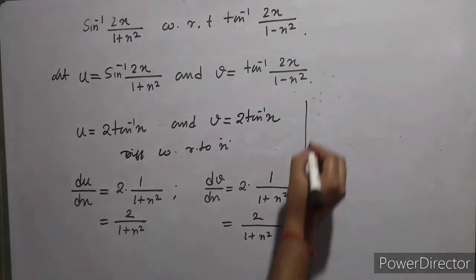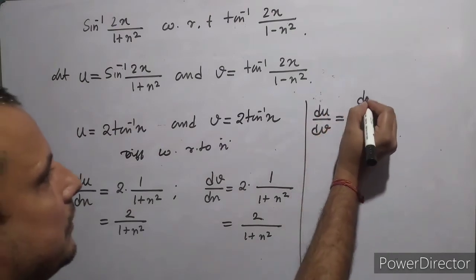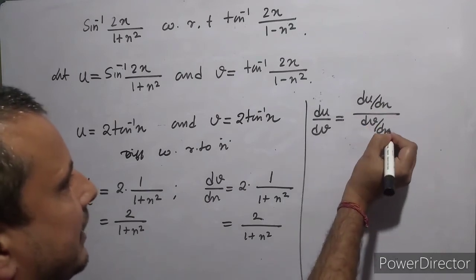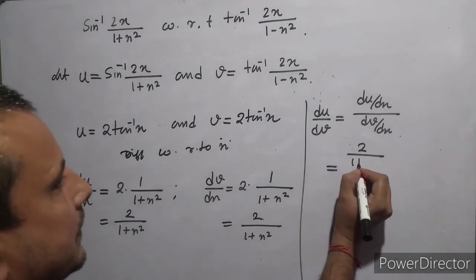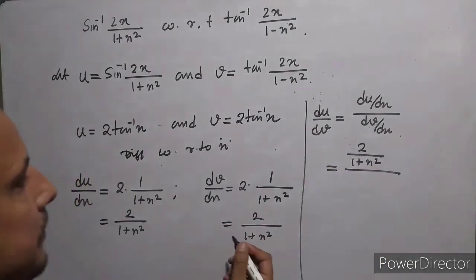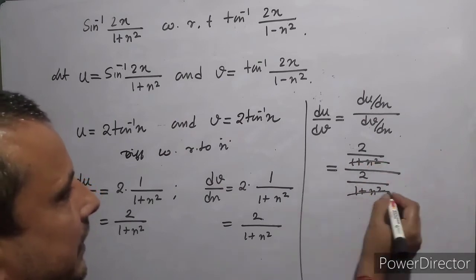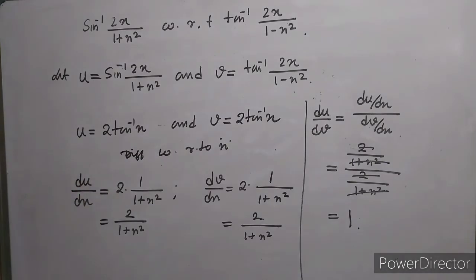Now after getting these, what we have to calculate is du upon dv. du upon dv is given by du upon dx divided by dv upon dx. Then substitute: du upon dx is 2 over 1 plus x square, and dv upon dx is also 2 upon 1 plus x square. This and this get cancelled, and the answer will be 1. The same answer; this one is a little lengthy. This is another method.